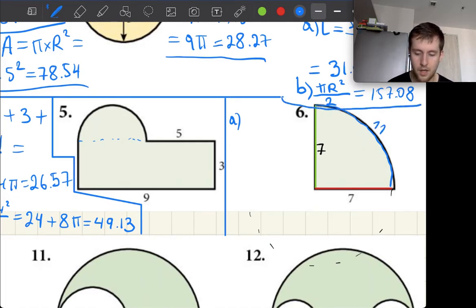And finally, to find the perimeter, we can just add all 3 sides. So 7 plus 7 plus 11 is equal to what? Equals 25.